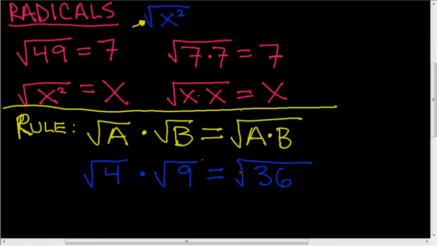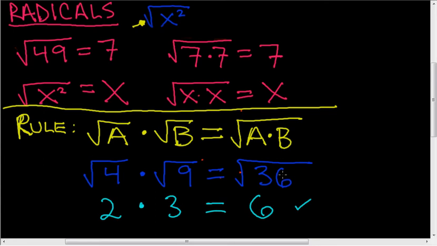Now let's see if this works out for real. Over here, the square root of 4 is 2. The square root of 9 is 3. So over here on the left, we have 2 times 3. Is that the same as the square root of 36, which is 6? Is this a true statement that the square root of 4, 2, times the square root of 9, 3, if we multiply those together, it's the same as the square root of 36? Yes, it is. So it works. Two square roots multiplying, we can combine those as one.